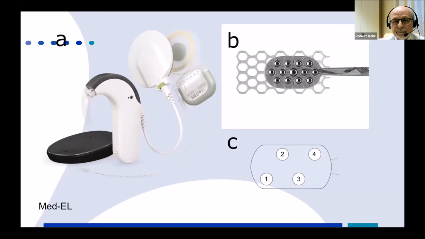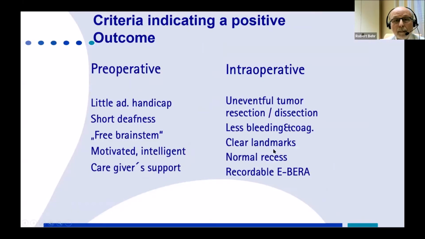This is the system itself. This is the processor, the speech processor. This is the coil, which is attached to the skin, and with a magnet it keeps to the implant itself. This is the transceiver, which is implanted into a bony well at the skull, and by a cable, you can see it here, the information is transmitted to this probe, which is located at the cochlear nucleus in the brainstem. And this is the test electrode with 4 contacts for finding the right position of the stimulating probe. I will come back to this later on.